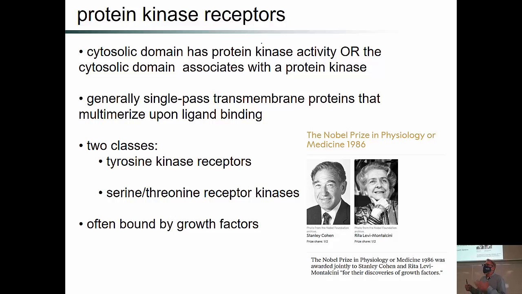They're usually single-pass transmembrane proteins, so they just go through once, unlike the GPCRs, which keep going through 7 times. Upon activation, they multimerize. So commonly, what we're going to look at is going from a monomer to a dimer, and then for TGF-beta signaling in Friday's class, we'll look at them going from 2 individual dimers to a tetramer. The classes are tyrosine kinase receptors and serine threonine receptor kinases.